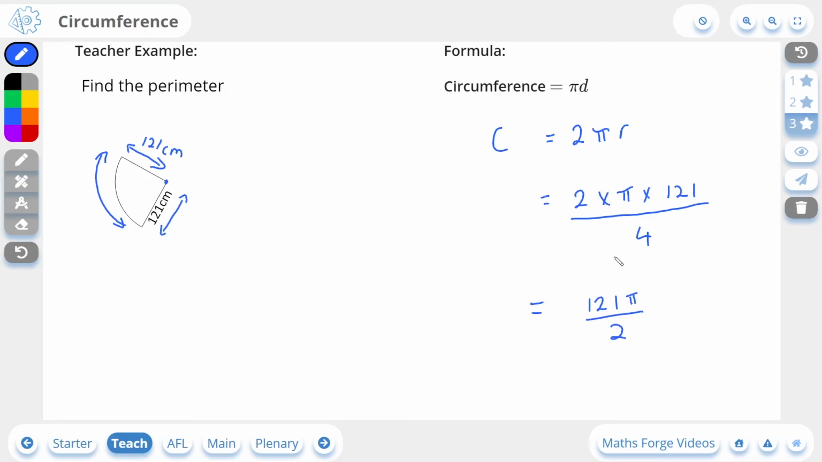Now, I'm going to leave the circumference like this, but we now know that this length here is 121 pi over 2. So now we can go ahead and find the perimeter of this shape. It's going to be all of the sides added together. So we're going to have 121 plus 121 plus the curved part, which is 121 pi over 2. And putting this into our calculators, we get the following: 432.1 centimeters. And if we check our answer, there it is. And that's it for the lesson on finding the circumference of a circle.